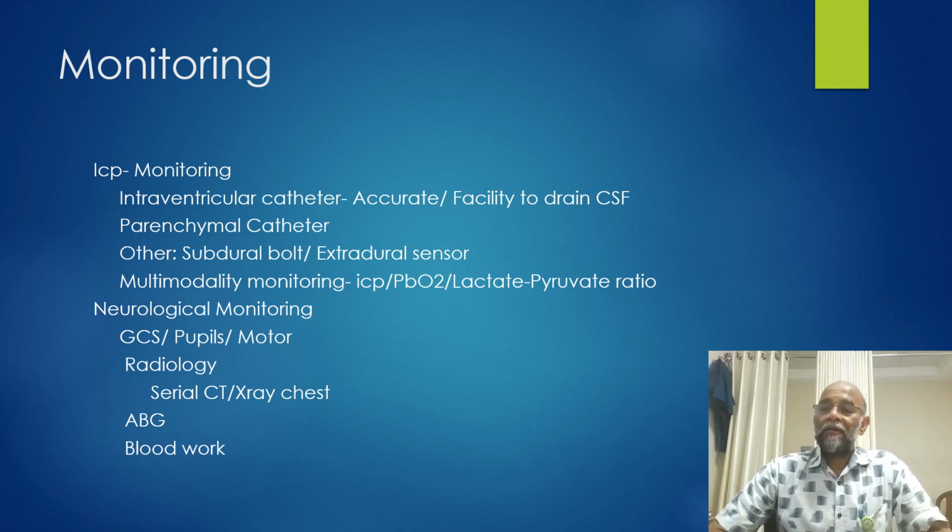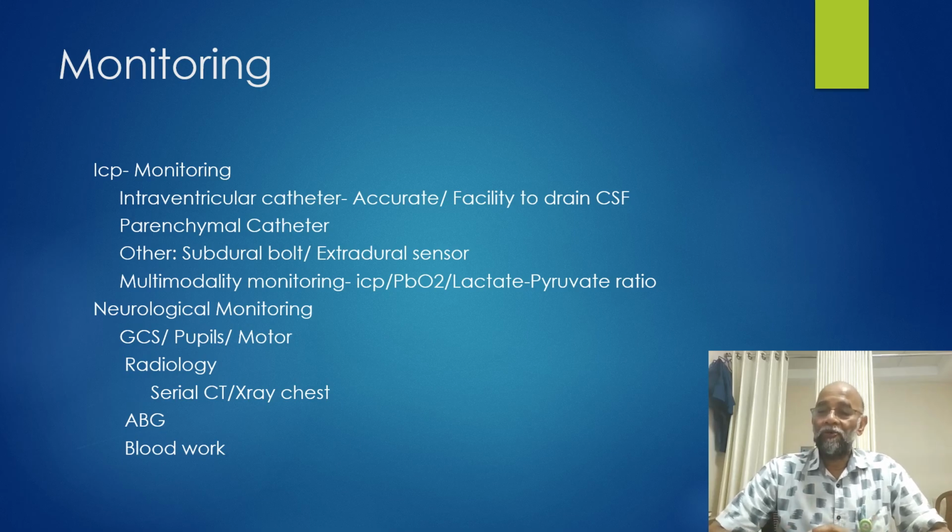ICP monitoring, intracranial pressure monitoring, is part of the investigative invasive armamentarium of head injury management. You can monitor intracranial pressure by using an intraventricular catheter. This is the most accurate, and you have the additional privilege of being able to drain out some CSF in case there is an ICP crisis.